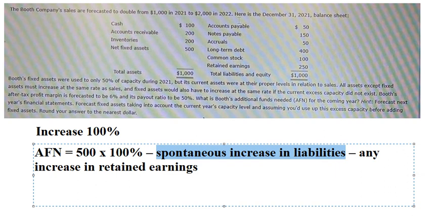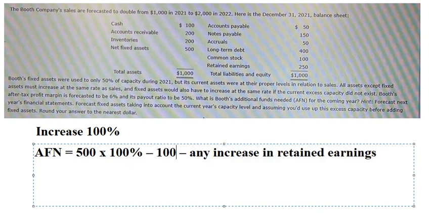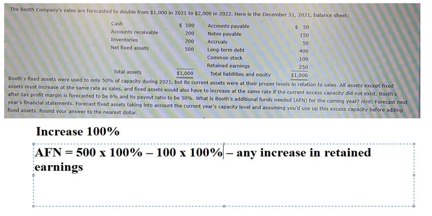About this one, we just select about accounts payable and accruals. So we have 50 and 50. So we have 100 multiplied by 100%. The next one, increase in retained earnings. So we have 2000. And here we multiply by projected net income, that is about 6%.